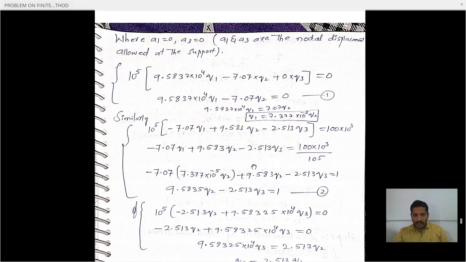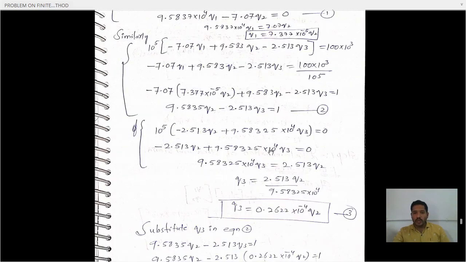After that, let us see which term is common here. These both are common, we just have to add this value. Then you will get the answer of 9.5835 Q2 minus 2.513 Q3 equal to 1. So again we are not getting the answer. For that reason it is considered as equation number 2.